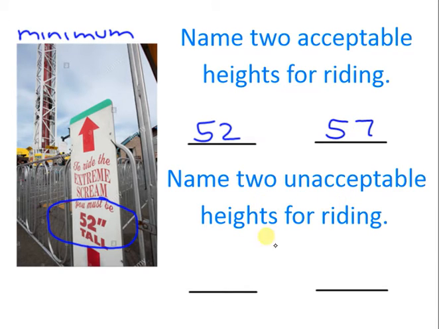Name two unacceptable heights for riding. So if you don't meet the requirements, about how tall might you be? Well, maybe you're 46 inches tall, and then maybe you're 39 inches tall. So both of these would be under 52 inches.